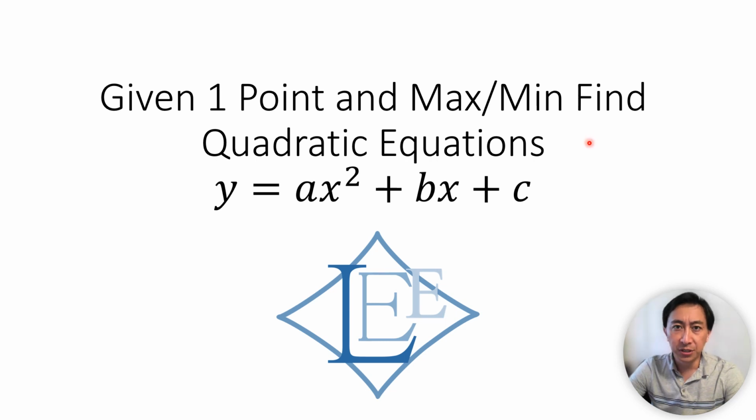We're going to continue this series on quadratic equations. In the last video, we looked at solving for the constants a, b, and c in our quadratic equation, and we were given 3 points on the parabolic curve. In this one, it's a slight change, but it's also a very common problem. We're going to be given 1 point, and then we're going to be given either the maximum or the minimum. And with that, we're going to need to determine A, B, and C.